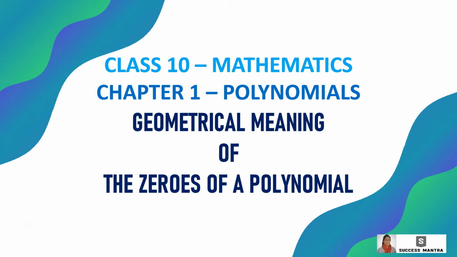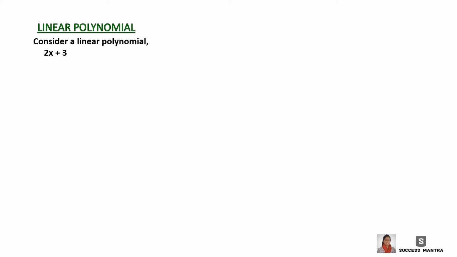In this video, we will study the geometrical meaning of the zeros of a polynomial. So let's take a linear polynomial, 2x plus 3. Why is this a linear polynomial? Because the degree of the polynomial is 1.